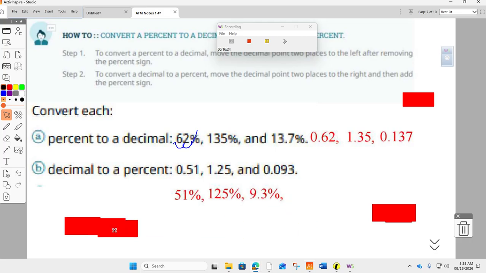Some kids are confused about having a decimal point in a percent. Perfectly okay. It's also okay to have a percent that's less than 1. So it could be 0.01%. I don't know why that's more confusing for kids, but it is, right? It's less than 1%, 1/100 of 1%. And that's okay.